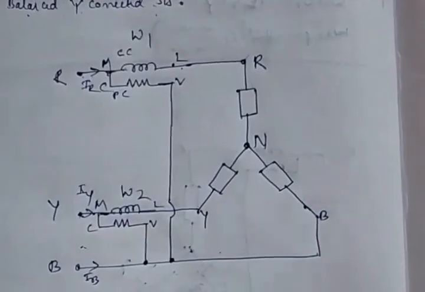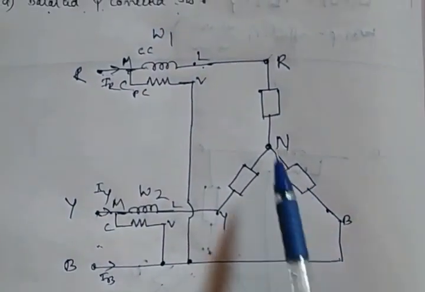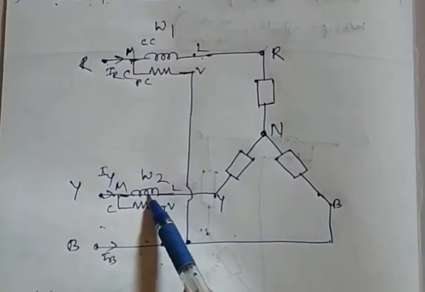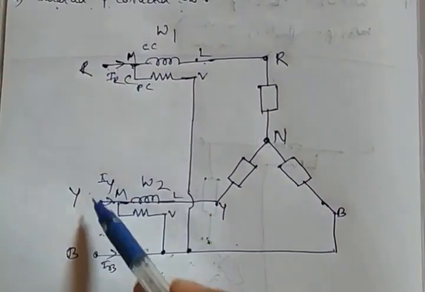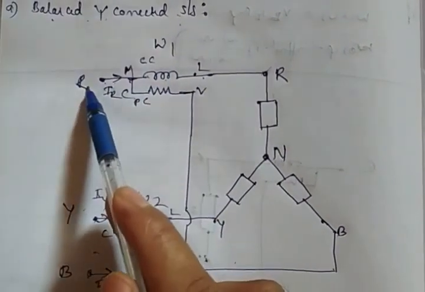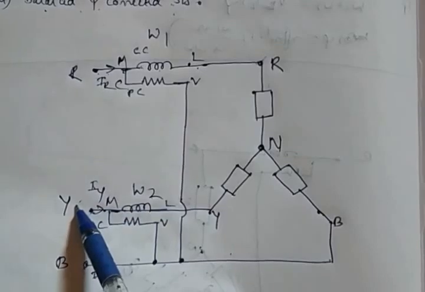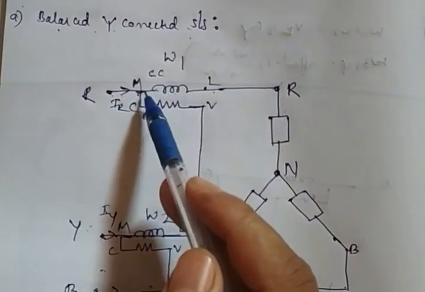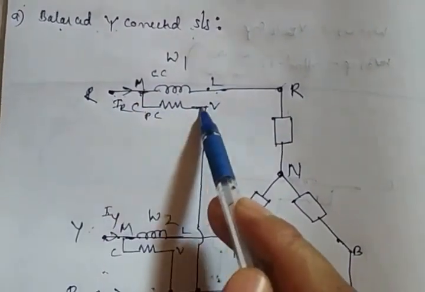So look at the circuit diagram. Simply, 2 wattmeters are connected in any 2 lines. Out of the 3 lines R, Y, B, I have connected 2 wattmeters, wattmeter 1 at the R line, wattmeter 2 at the Y line. In the wattmeter, as we all know, we have 4 terminals M, L, C, V.